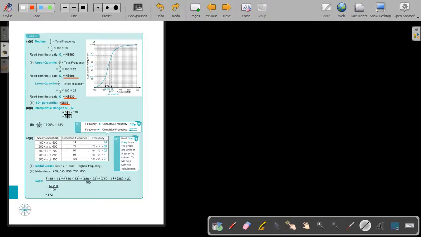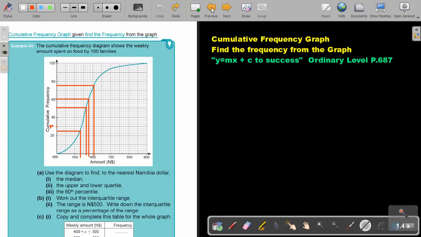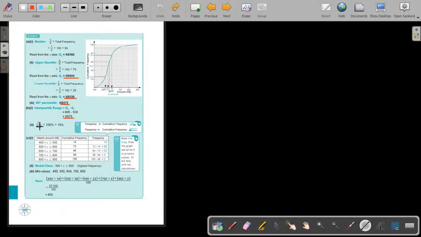And then the interquartile range, remember, it's Q3 minus Q1. That is going to give me 75. Let's go back. Work out the interquartile range. That's what we did. The range is 500. Write down the interquartile range as a percentage of the range. So that's 75 out of the 500. To make it a percentage, I just multiply by 100%, and that will give me 15%. So just use that answer, and they are giving you the total, and then make it a percentage.